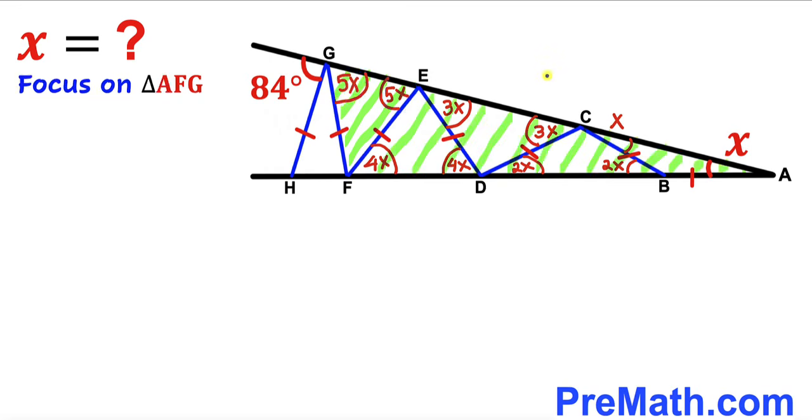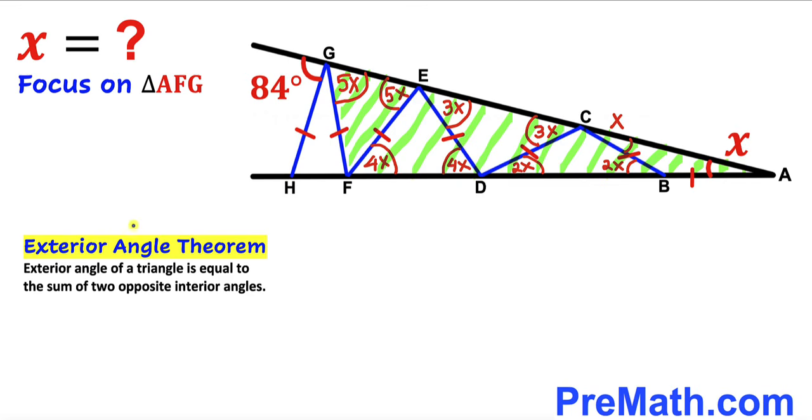Now we are going to focus on this shaded triangle AFG, and let's recall once again the exterior angle theorem. According to this theorem, this angle has got to be our exterior angle, whereas these angles are our opposite interior angles. So this exterior angle is going to be the sum of these two opposite interior angles. 5x plus x is going to make it 6x.